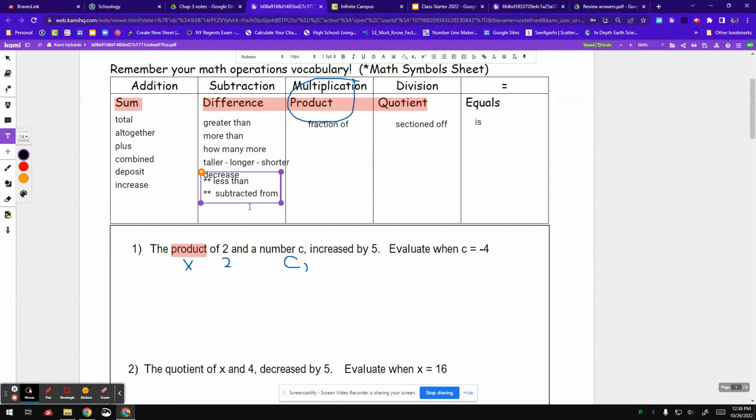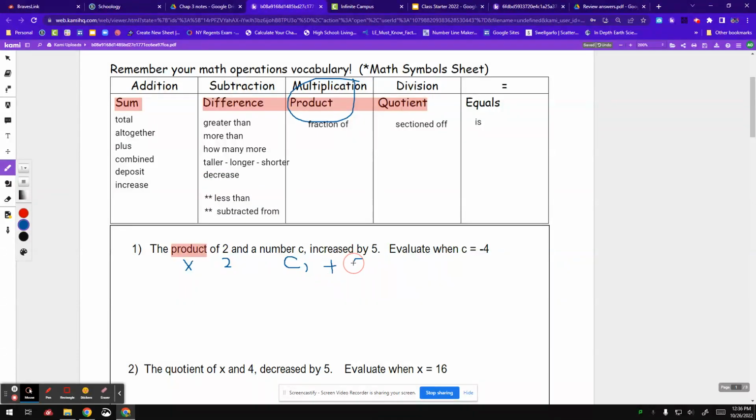I can't think of them all at the same time, but we're going to increase this by 5. And that period means we're done. As soon as I write little notes there, I can practically see the expression. I'm going to multiply 2 times C plus 5. And that's how I write 2 times C. Oh, I thought that'd make it bigger, but it didn't.